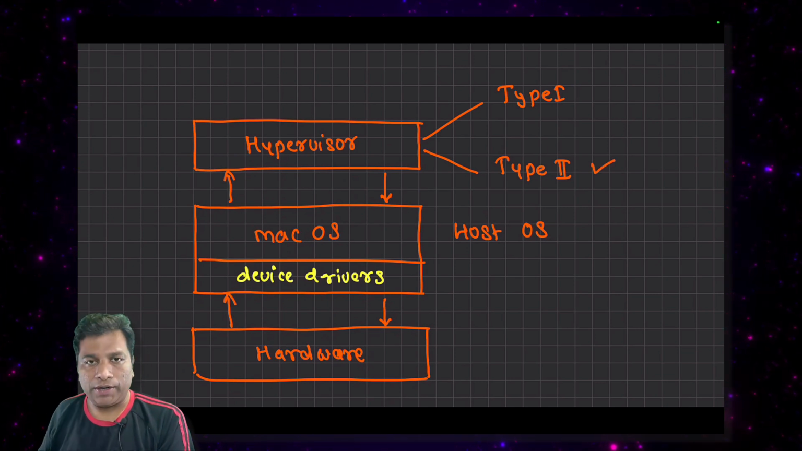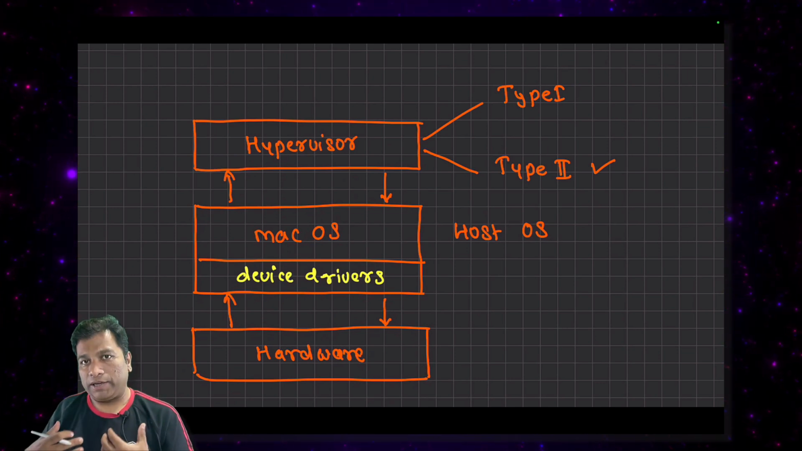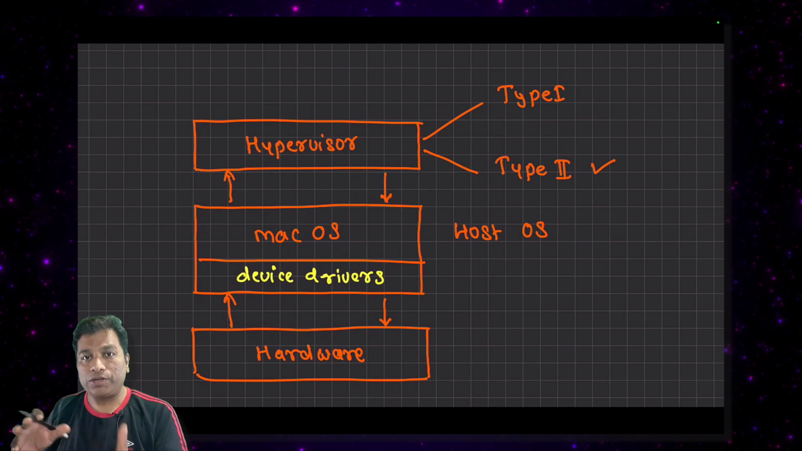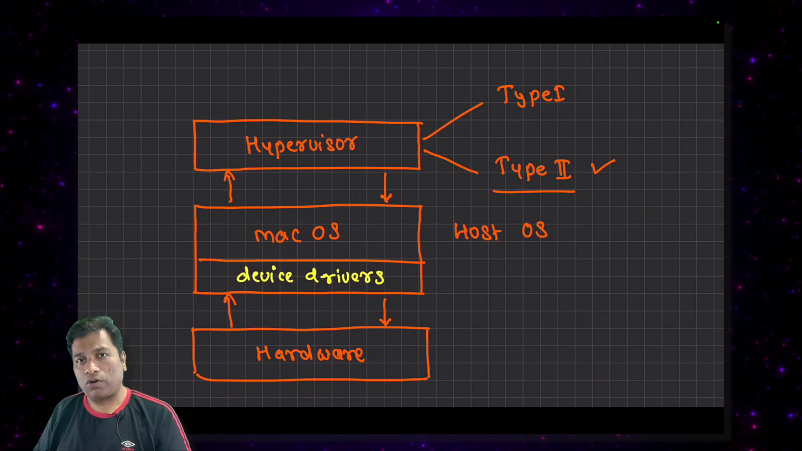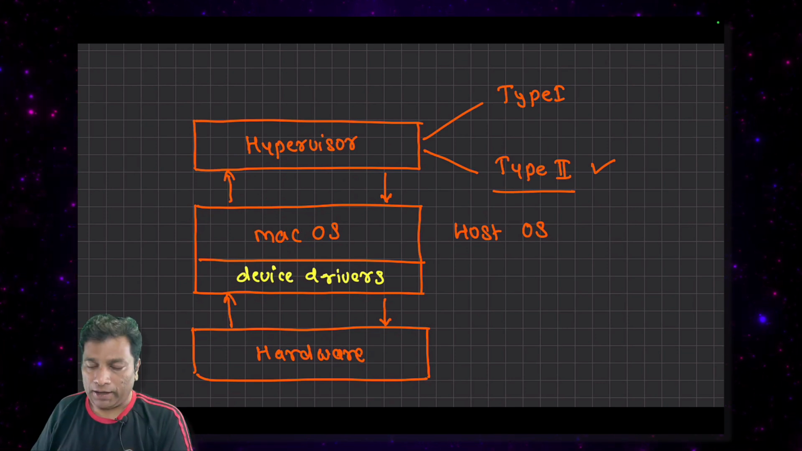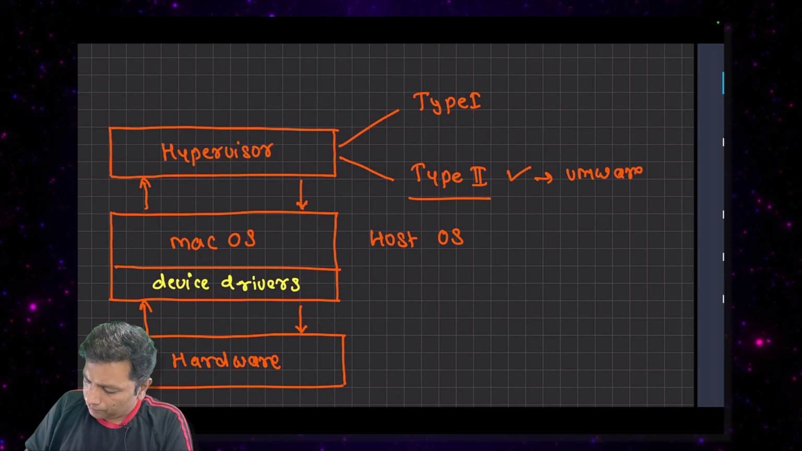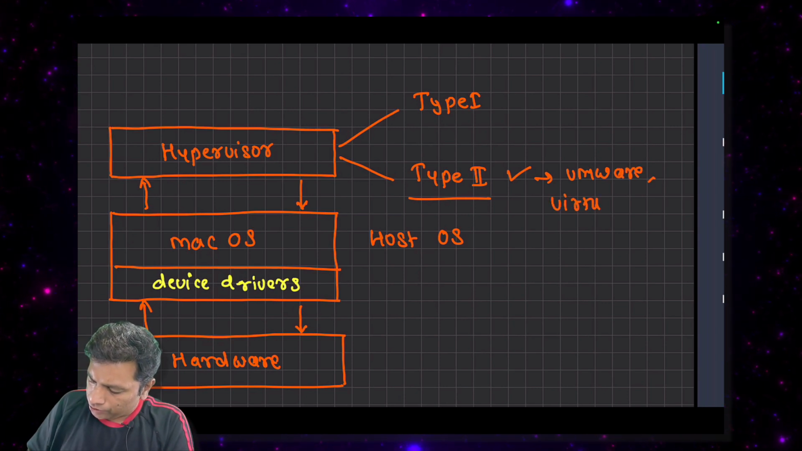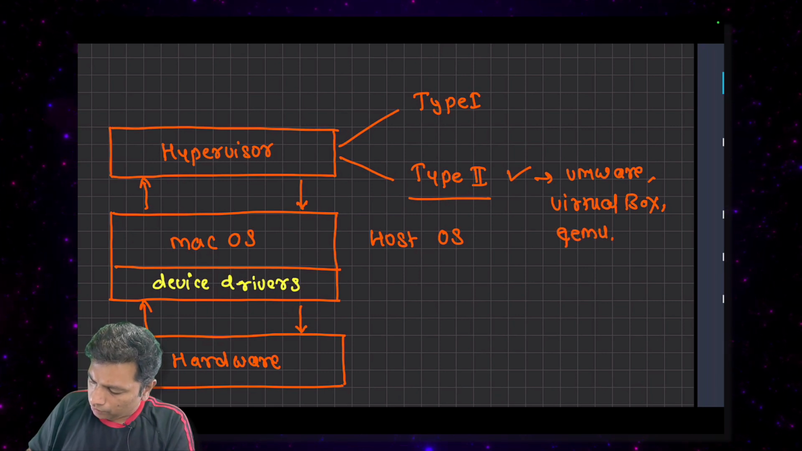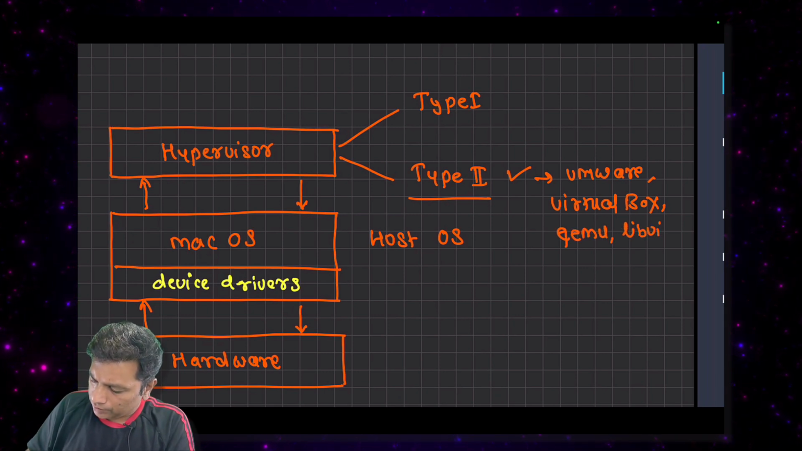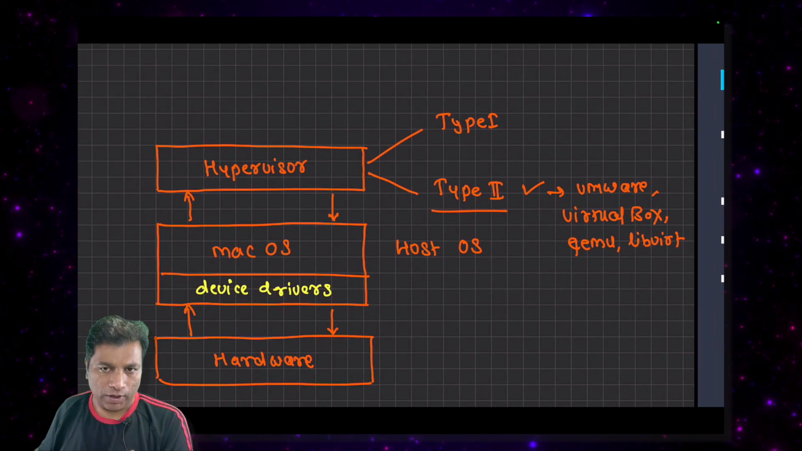More on that, I'll provide one more video where we dive into type 1 and type 2, their differences, and which one to use in which scenario. At this moment, remember, we are using a type 2 hypervisor. This is also called a hosted hypervisor. Examples of this hosted hypervisor could be VMware, VirtualBox, or something like QEMU or libvirt, and there are many others. All of them are examples of type 2 hypervisors.